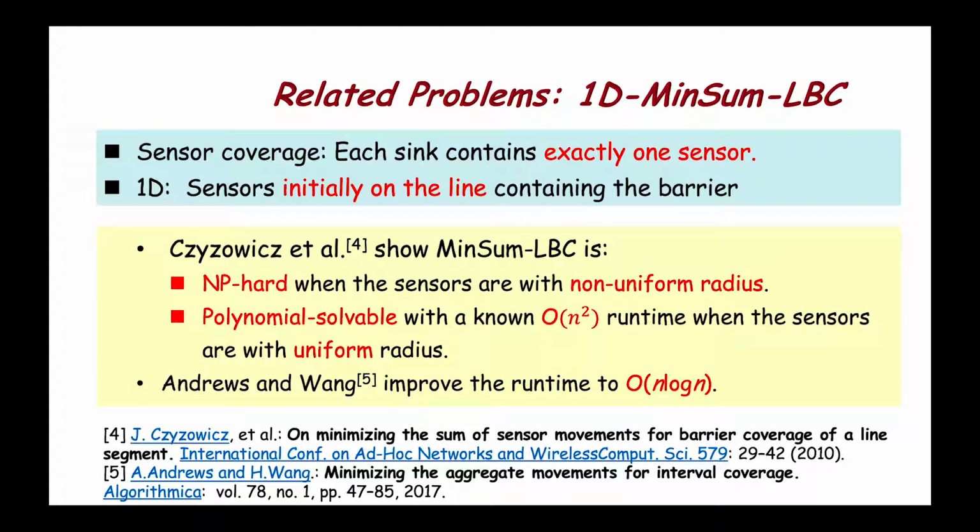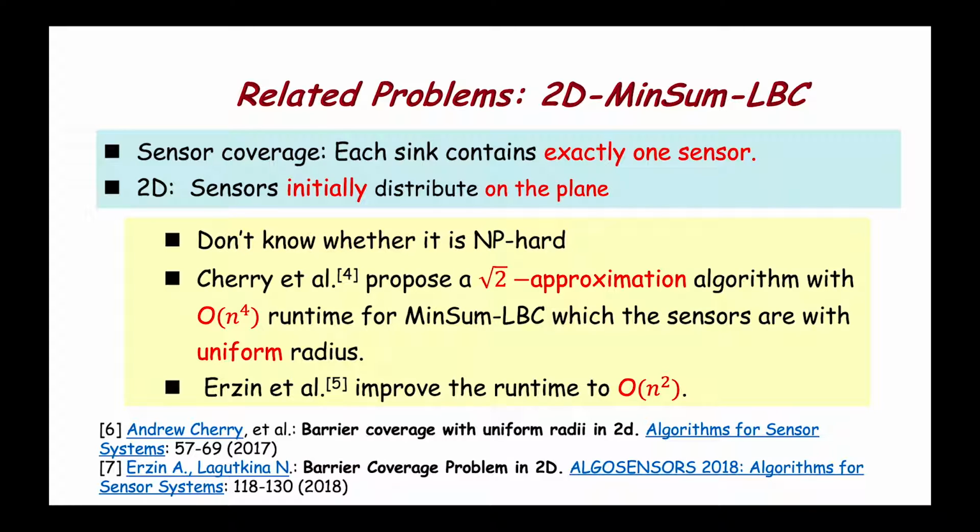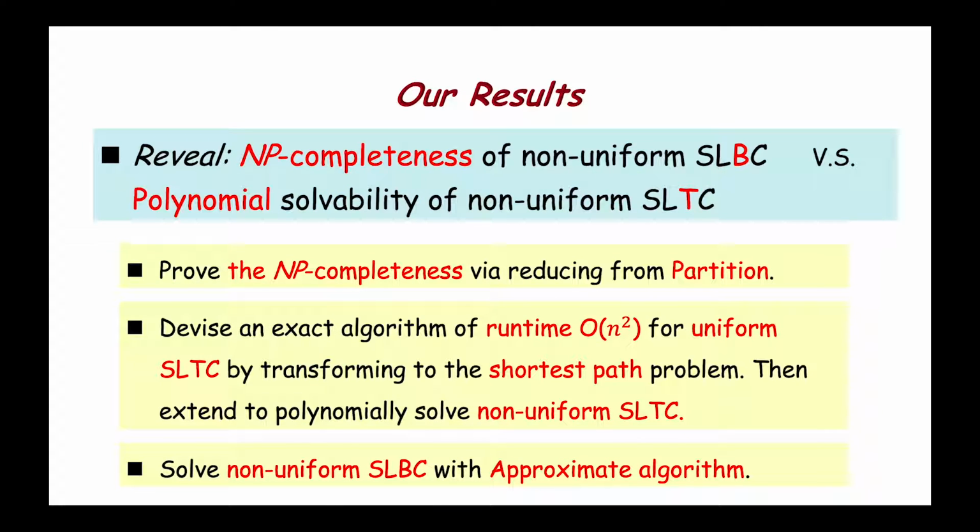For the one-sensor version of the problem, in the 1D setting where sensors are initially on the line containing the barrier, the problem is polynomial solvable. In the 2D setting, where sensors are initially on the plane, we don't know if the problem is NP-hard. Still, there are approximation algorithms. As our main result, we reveal that non-uniform SLBC is NP-hard. In non-uniform SLTC, the discrete version is polynomial solvable by our designed algorithms.